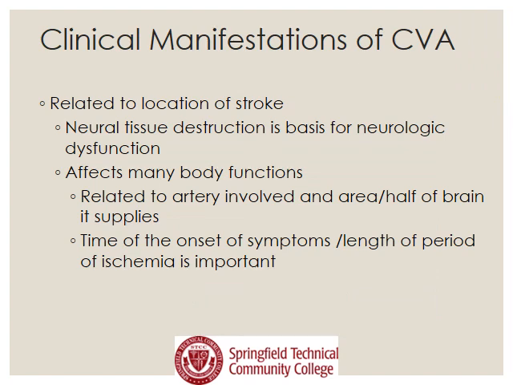So his manifestations are definitely related to the location of a stroke. The tissue destruction in the brain is the basis for neurologic deficits that happen. And because the brain is in control of so many of your body functions, it affects many body functions. The stroke symptoms are related to the artery involved and the area or hemisphere of the brain that it supplies. And you want to remember with stroke, the time of the onset of symptoms and the length of period of ischemia is very important.